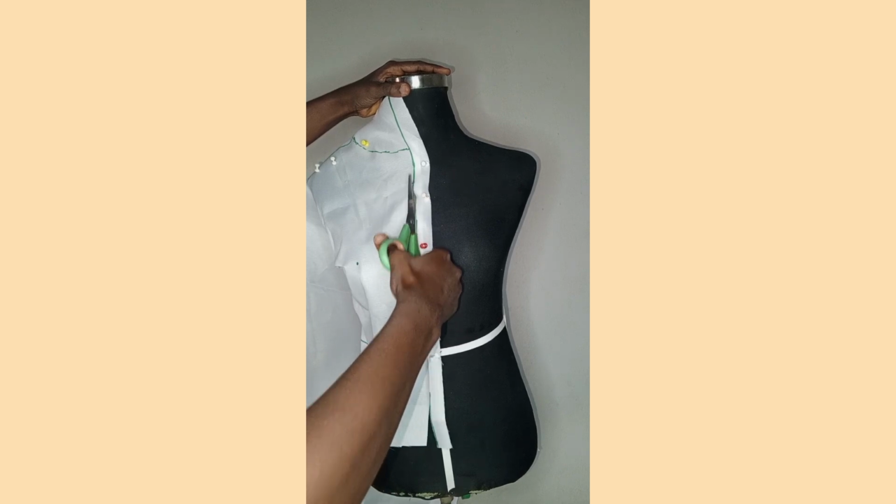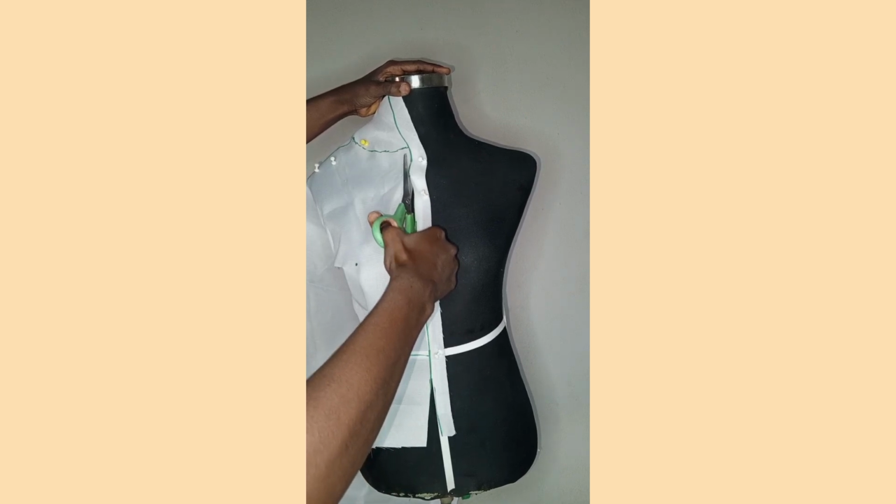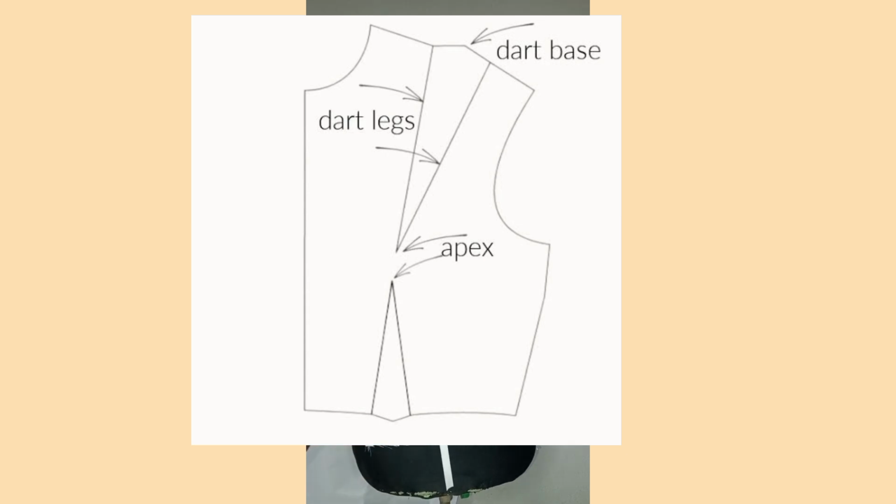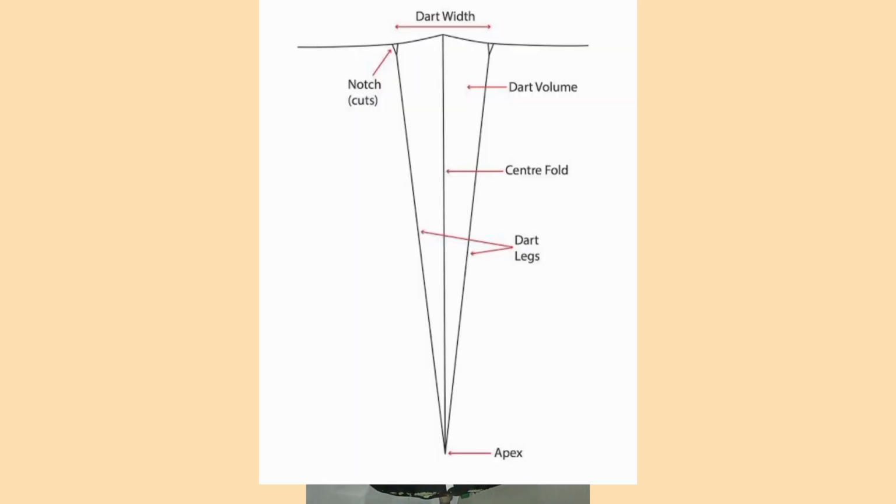What are the different parts of a dart called? Now from this image, you see that we have the dart legs, we have the dart base, we have the apex. You see the center fold, and also the dart volume. The dart volume is the whole excess, that is the excess fabric that will be sewn. That is the volume.